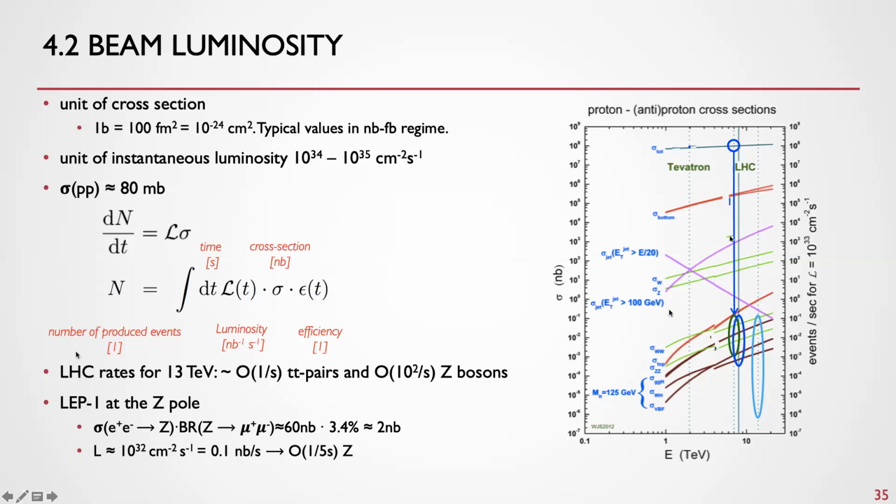Let's look at some numbers. The LHC rates at 13 TeV for the production of a t t-bar pair, so that's a pair of 2 top quarks. You can extract from this red line here that at 13 TeV it is very roughly 1 per second. So we record 1 top quark pair per second, and over 3 years or so we get tens of millions of top quark pairs that we can analyze.